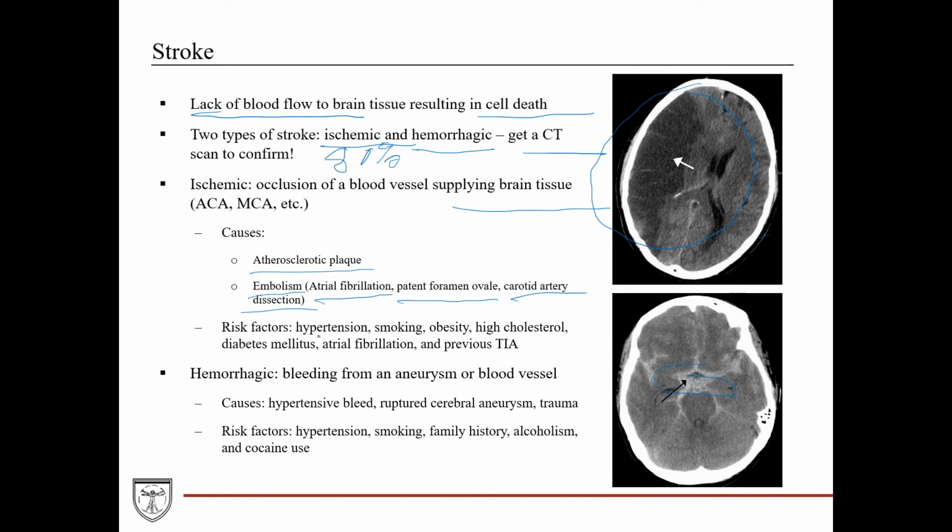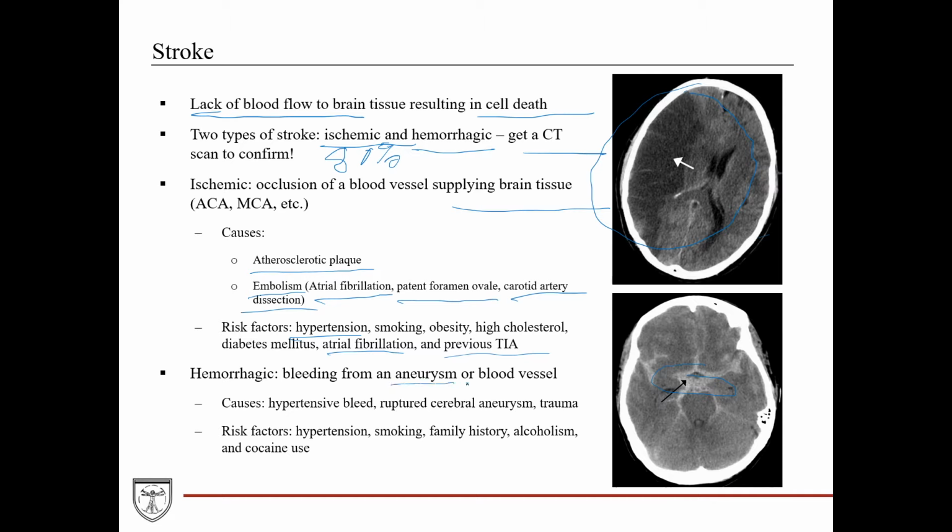Risk factors for ischemic stroke are hypertension, smoking, obesity, high cholesterol, diabetes, AFib, and then previous TIA, or transient ischemic attack. And so for a TIA, that's when symptoms resolve within 24 hours, versus a stroke, which is more long-lasting or permanent. You have a hemorrhagic stroke.